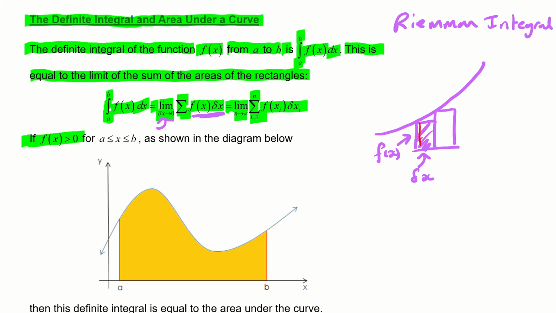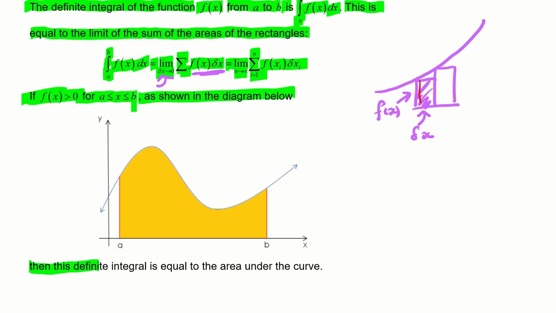If f of x is greater than 0 for x between a and b, as shown in the diagram below, so the whole area is above the axis, then this definite integral is equal to the area under the curve. And you might have surmised that from the fact it was the sum of all these rectangles.